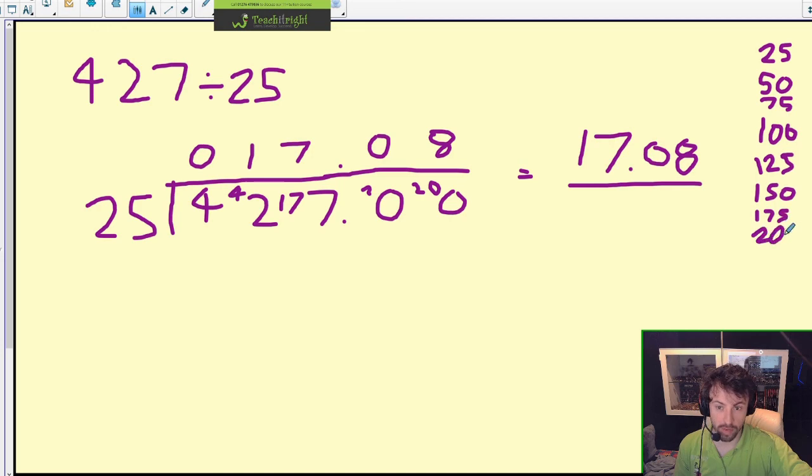We wouldn't have to go any further than 200 because 200 was the largest number. But again, 1, 2, 3, 4, 5, 6. And so I wanted to know how many times it went into 200. I just count 8 down, and that's how many times it goes in.